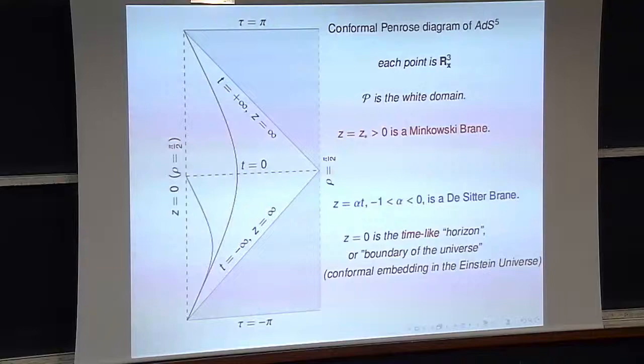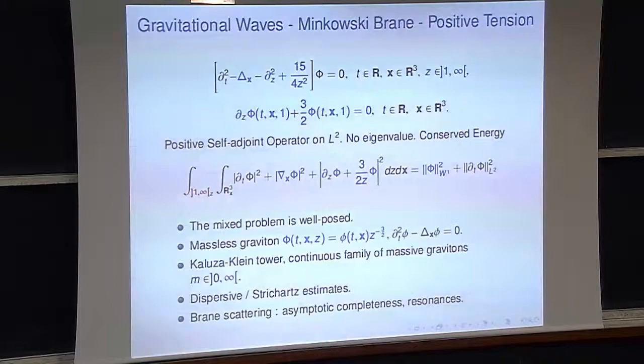As regards the geometric framework, here is the conformal Penrose diagram. Z equal to a constant is a Minkowski brane. And Z equal alpha t, where alpha is between minus 1 and 0, is just a de-Sitter brane. It's very simple. Just a slide for the Minkowski brane. All this result was published 2 years ago.